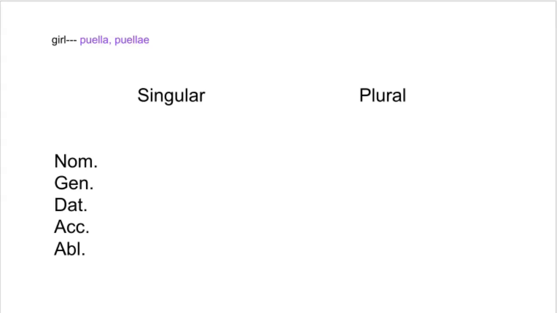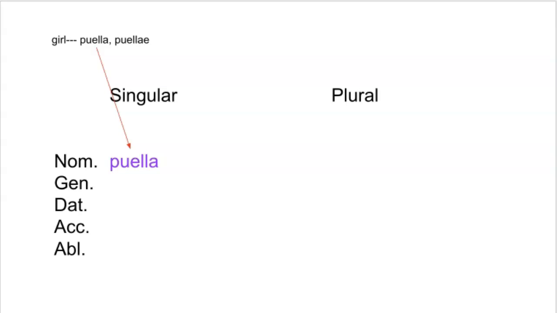We take that first form and drop it into the first slot. We then find our base. We find our base by going to our second principal part and chopping off the AE. The stumpy part that's left over, puel, is our base.